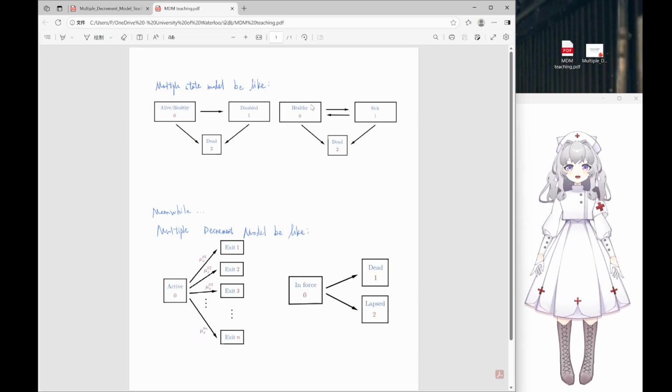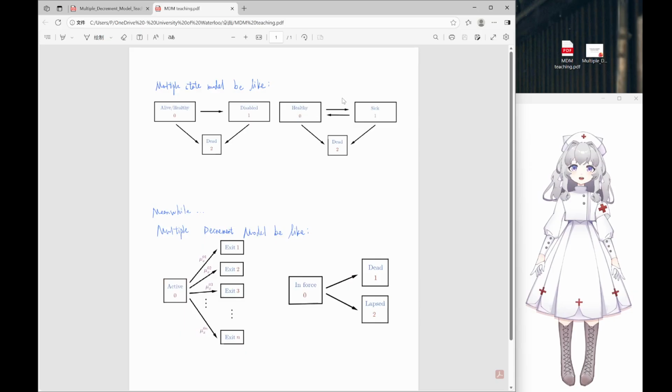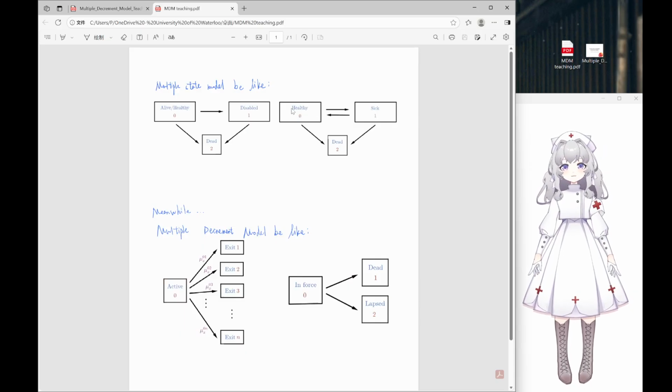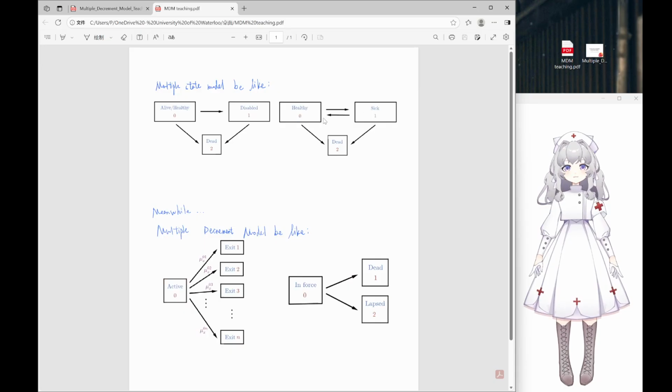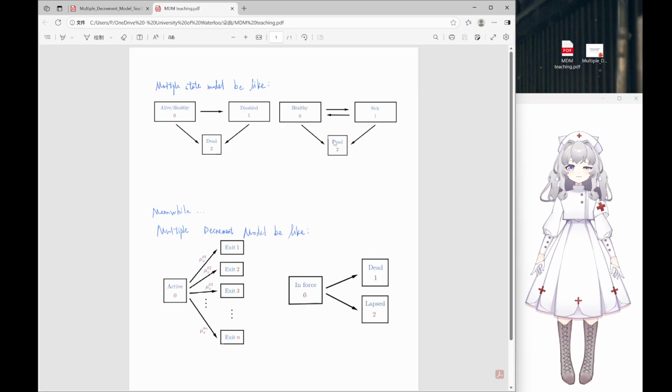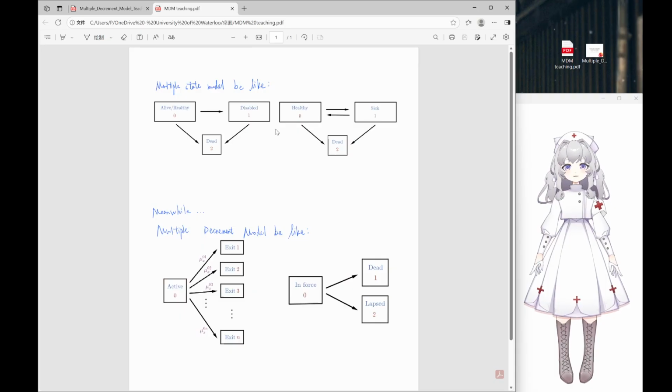And also we can have a healthy state 0, and people may get sick and go to state 1, and then they can also get back to state 0 when they recover, and in both states they may die, or they can go to state 2.